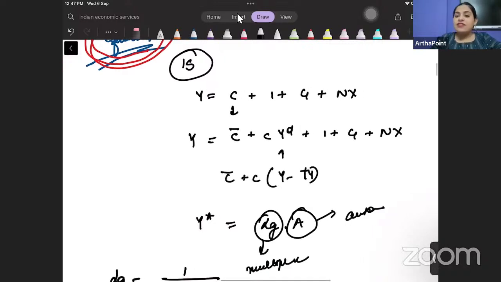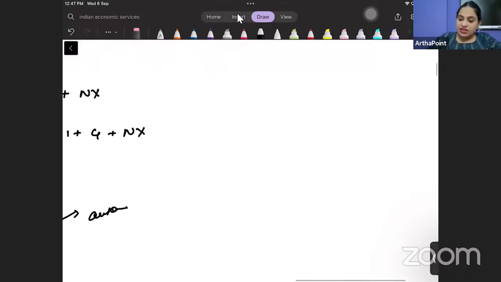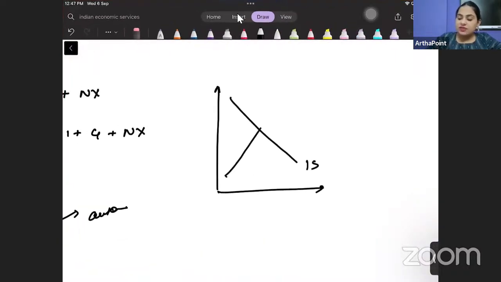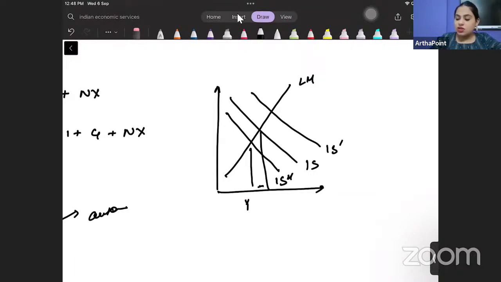Now, whenever you increase or decrease taxes, how does the output change? Because my IS curve will shift. So this is IS, this is LM. My IS curve may shift rightwards or leftwards. And when a leftward shift happens, output decreases. When a rightward shift happens, output increases.